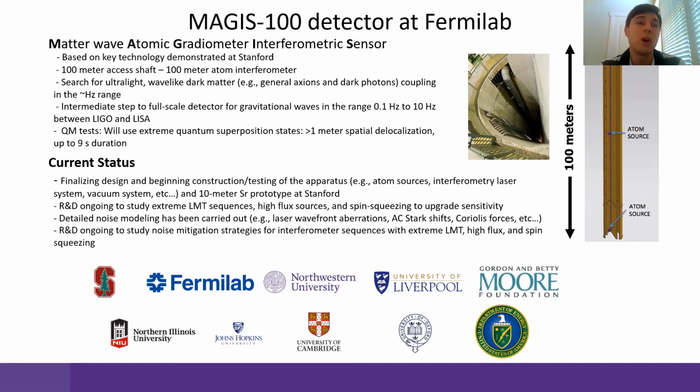But for this one, I think the science goals are the search for dark matter. Atom interferometers are good at searching for ultralight dark matter, where it basically looks like a coherent field, and so it maybe exerts some differential forces. That's the kind of thing atom interferometers are good at detecting. It can also do some really extreme quantum superposition tests, tests of quantum mechanics. So there can be greater than 1 meter spatial delocalization for up to 9 seconds. I think those are really the science goals of this one, not so much gravitational wave detection quite yet.